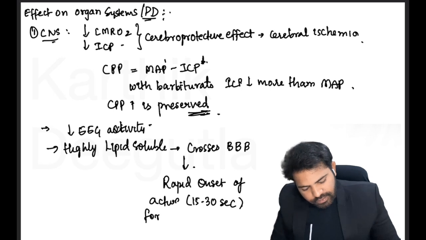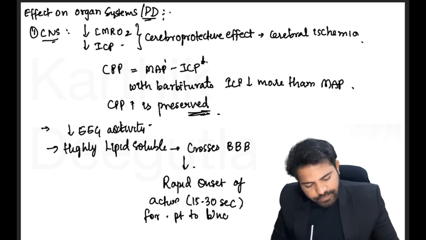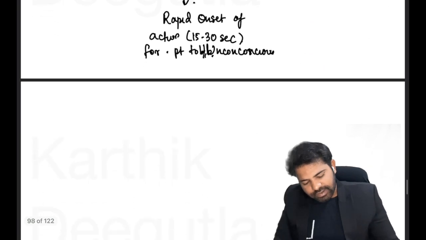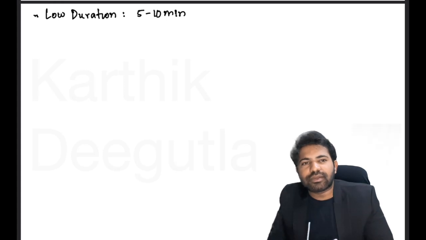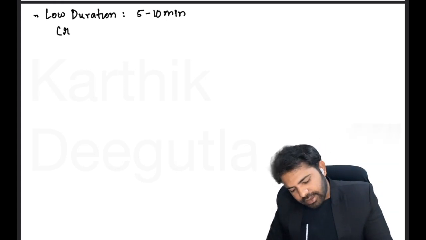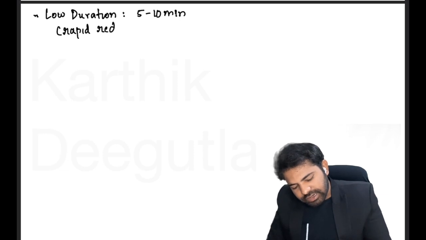So the patient will become unconscious. It has a rapid onset of action. These 15 to 30 seconds are nothing but the one arm brain circulation time. But it has a short duration of action, which is again 5 to 10 minutes. What is the reason? Thiopentone has a rapid redistribution of the drug.